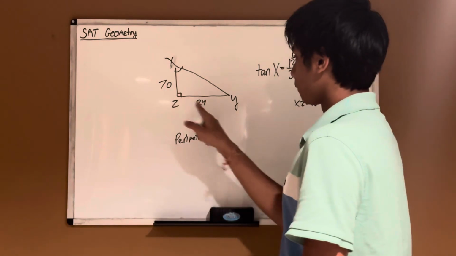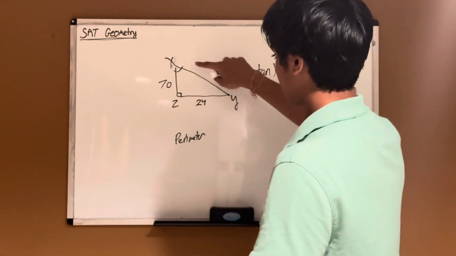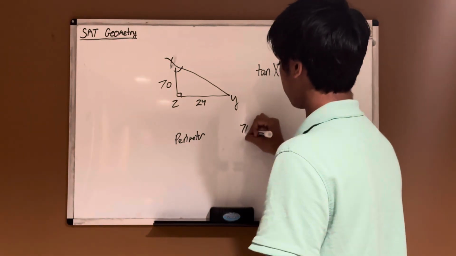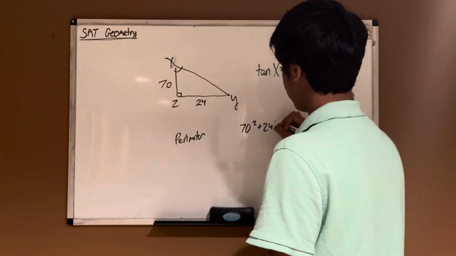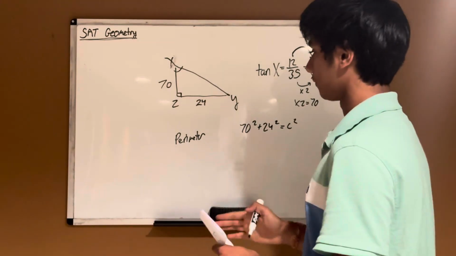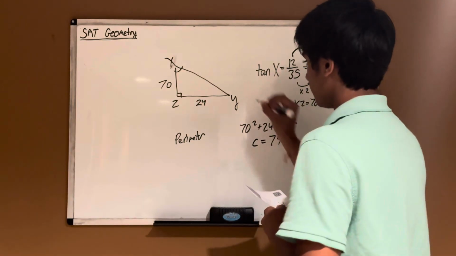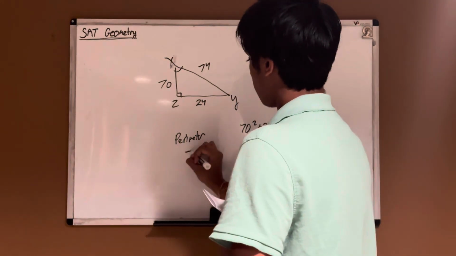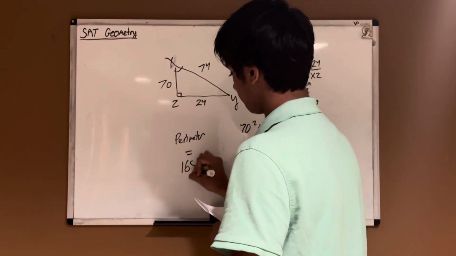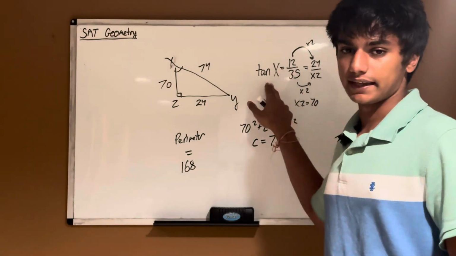Now that we have 70 here and 24 here, it's a simple matter of just using the Pythagorean theorem to find the length of the hypotenuse. So a squared plus b squared, so 70 squared plus 24 squared equals c squared. And so if we plug this into Desmos and use the calculator to crunch this out, what we get is c equals 74, and so this is 74, and therefore our perimeter is 74 plus 70 plus 24, which is 168.